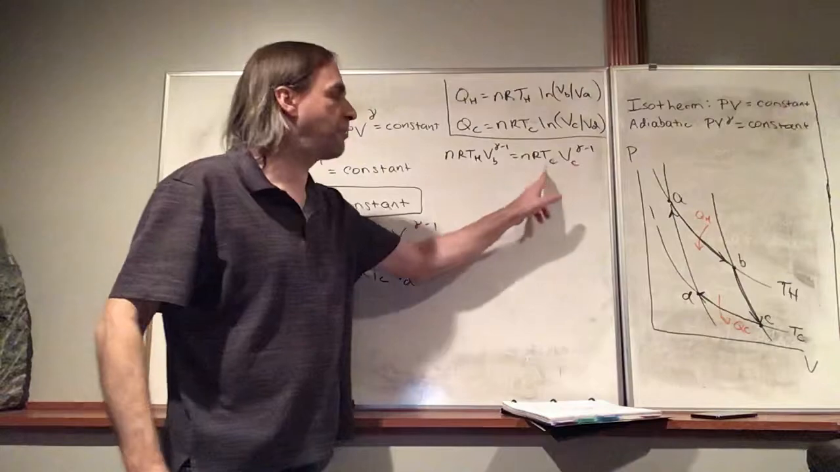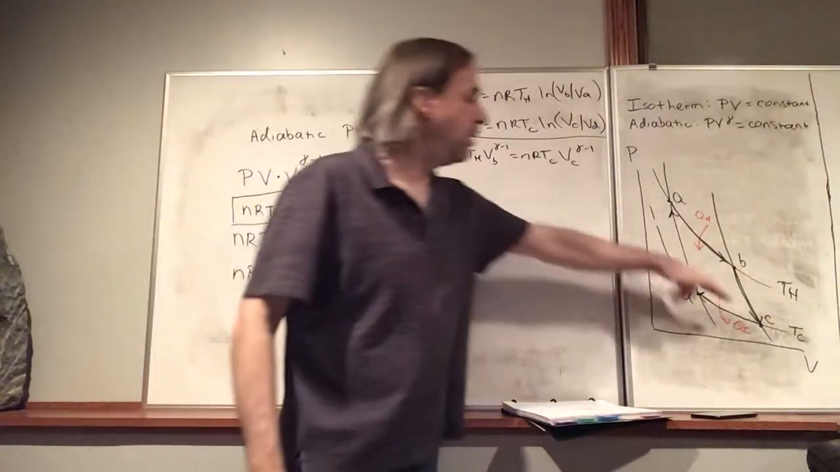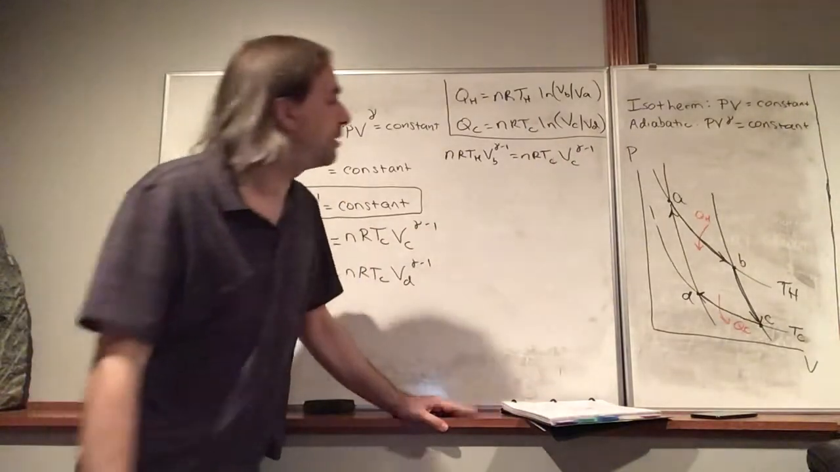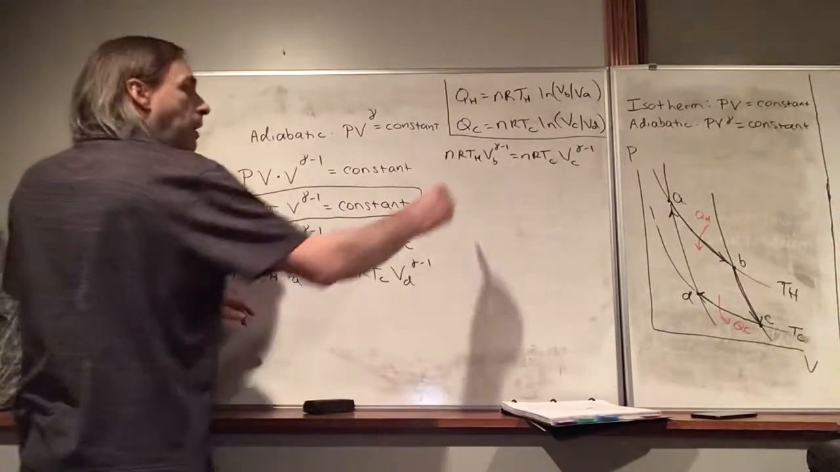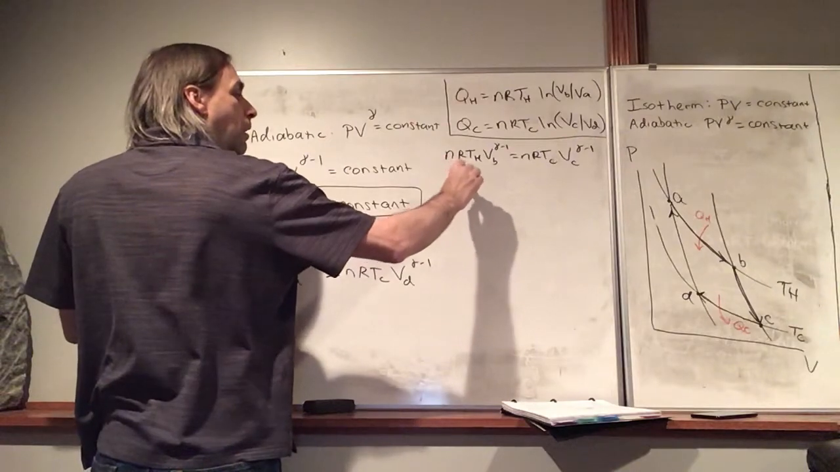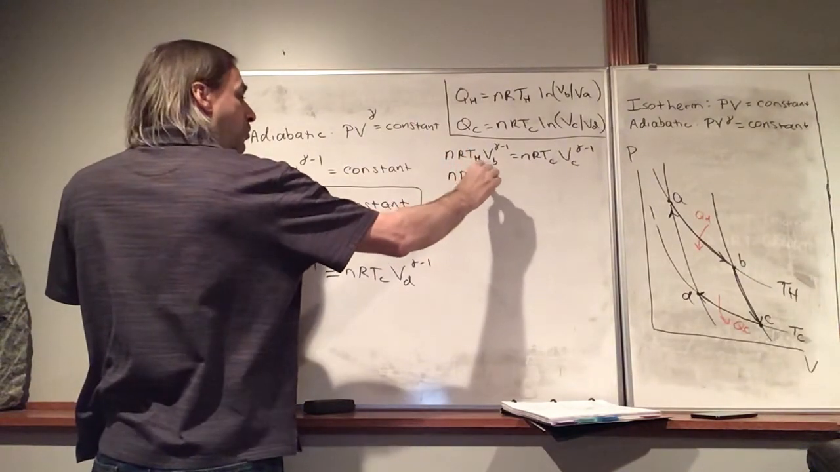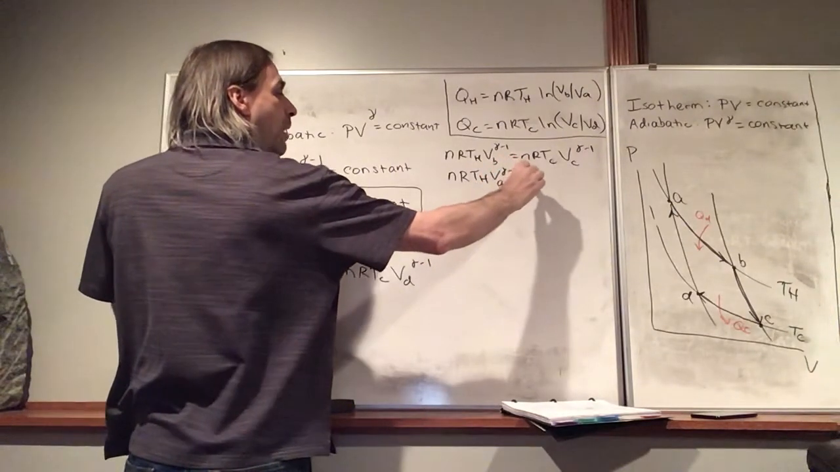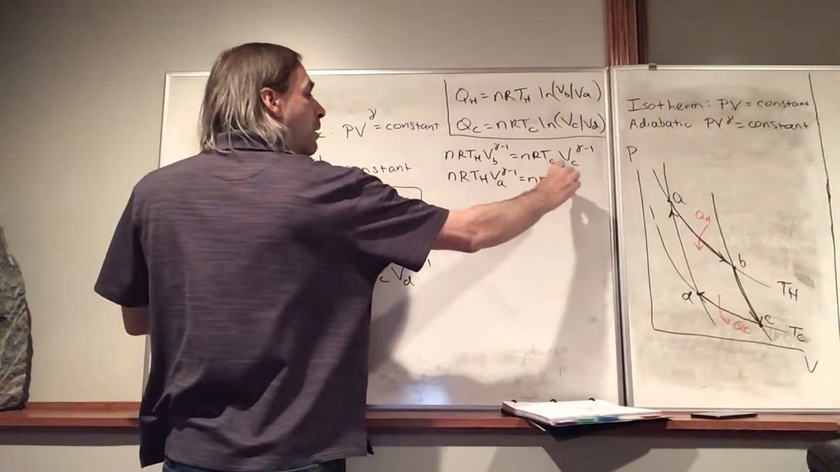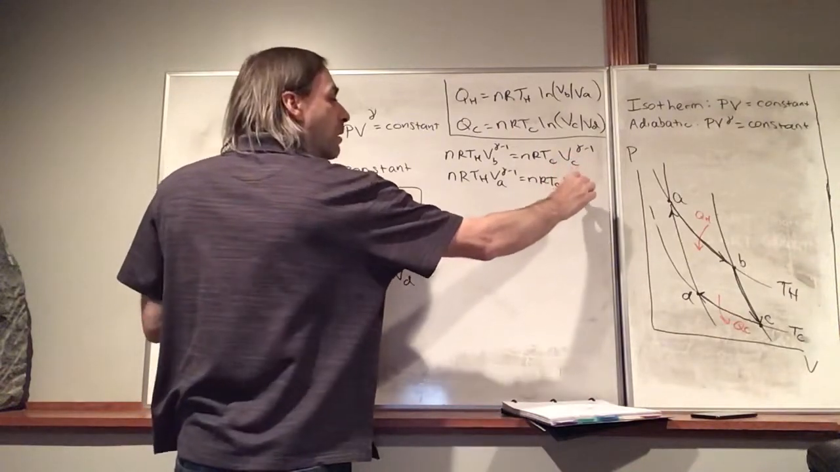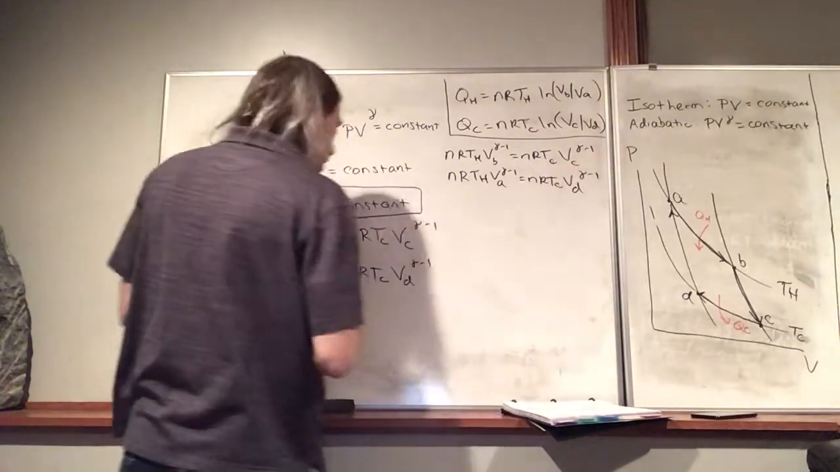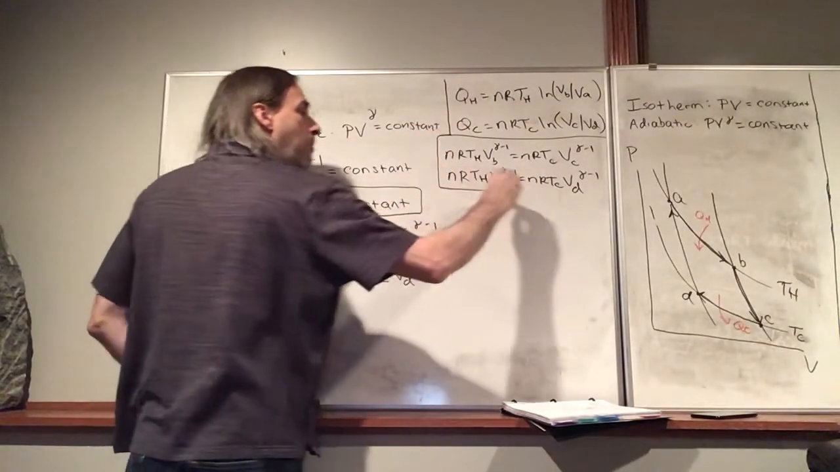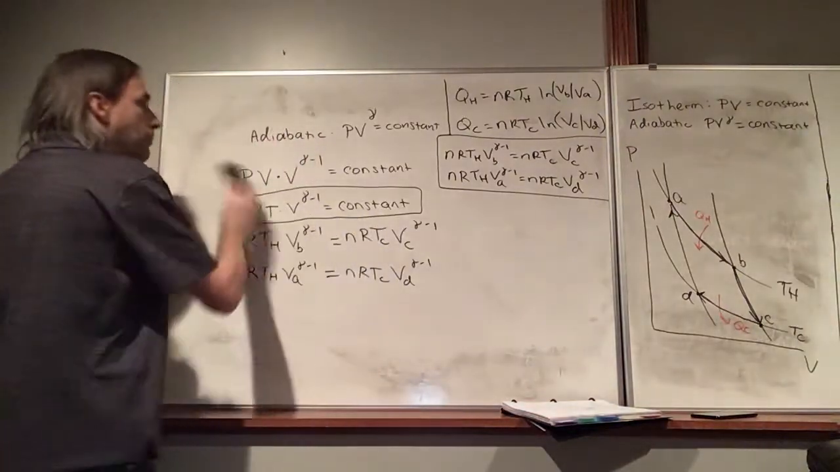And again, these actually are different things. This is temperature TC, which stands for cold. This is point C on the PV diagram. But then we have nR TH VA to the gamma minus 1 is equal to nR TC VD to the gamma minus 1. So let's put boxes around these.